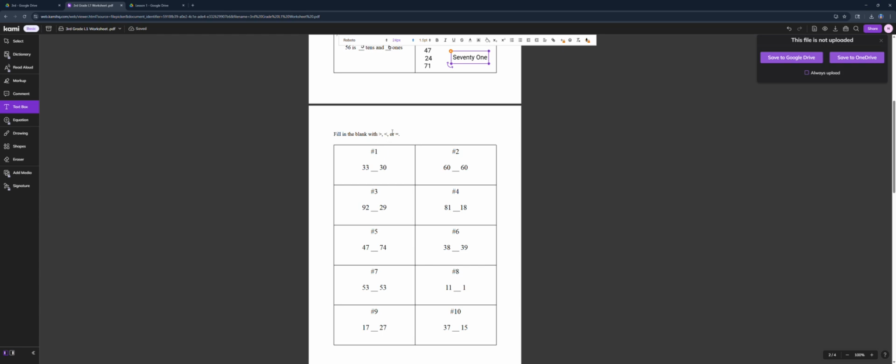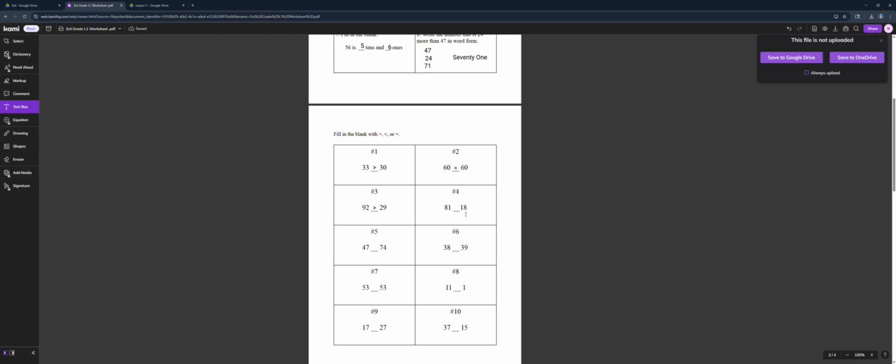Now for filling in the blank with the greater than, less than, or equal to sign, for number 1, we have 33 and 30. The 33 has a higher ones place than 30, so it would be greater than 30. 60 is the same as 60, so they would be equal to each other. Then we have number 3, 92 and 29. While the ones place for 92 is smaller than the ones place for 29, its tens place is much higher, so 92 is greater than 29.